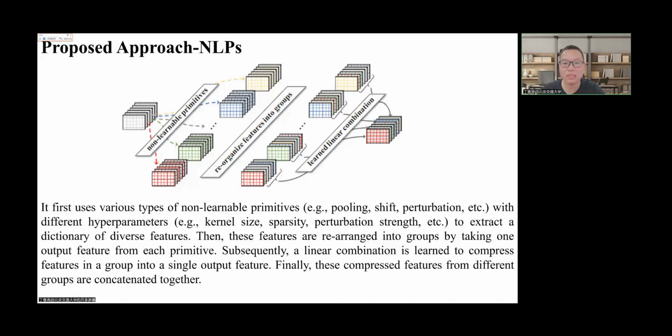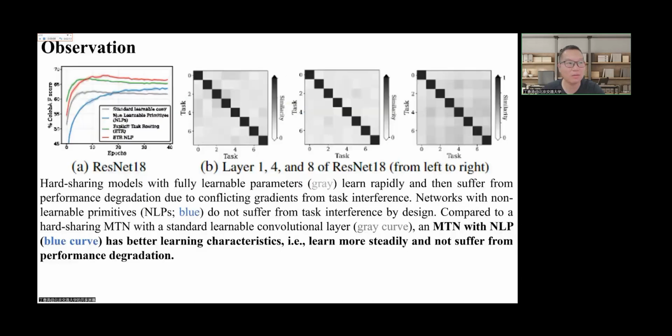Then those features are rearranged into groups by taking one output feature from each primitive. Subsequently, a linear combination is learned to compress the features in a group into a single output feature. Finally, those compressed features from different groups are concatenated together.